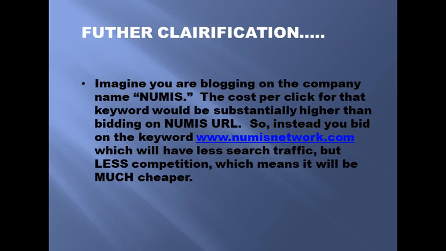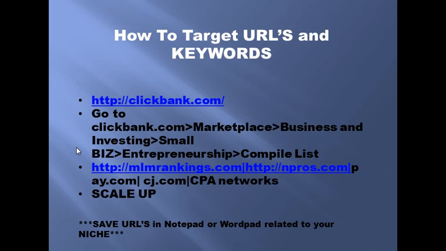So, further clarification: let's say you are blogging on the company Numis. The cost per click for that keyword would be substantially higher than bidding on just the Numis network website, as you can see right here, www.numisnetwork.com, which leaves less search traffic, less competition, which means it'll be much cheaper for your budgeted campaign. How to target URLs and keywords.